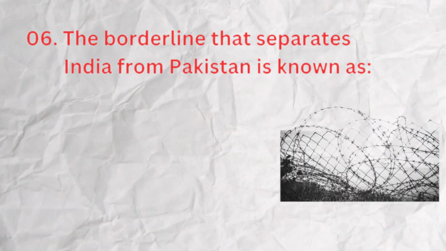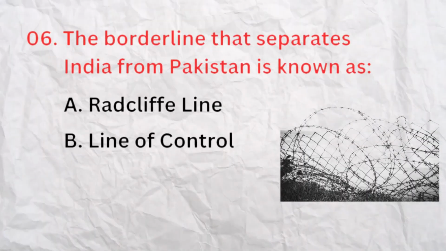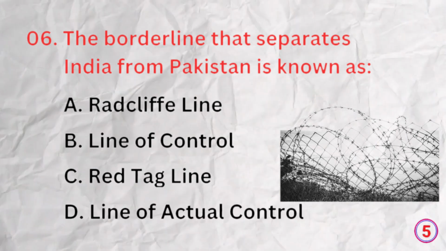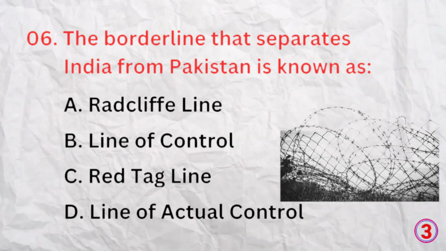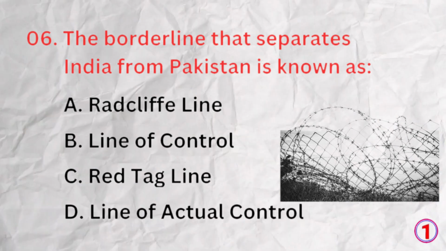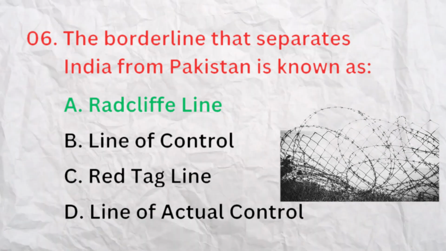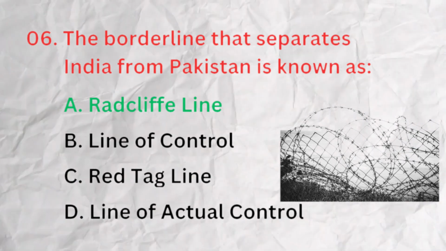The borderline that separates India from Pakistan is known as... The correct answer is option A, Red Cliff Line.